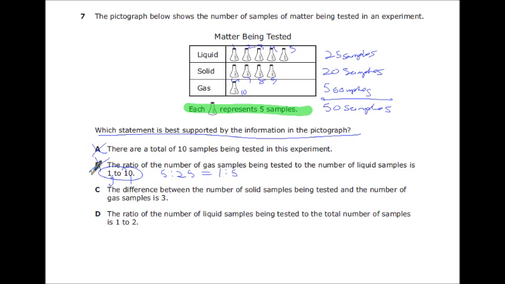So that's wrong. The difference between the number of solid samples and the number of gas samples is 3. Solid to gas. Somebody might see this as 4 to 1, but it's actually 20 to 5, so it's 15. So that's wrong. And the ratio of the number of liquid samples to the total number is 1 to 2. Well, liquid is 25 samples based on this information right here, and we know there's 50 total samples, so we have that right here. So that reduces to a 1 to 2 ratio. So D is correct.